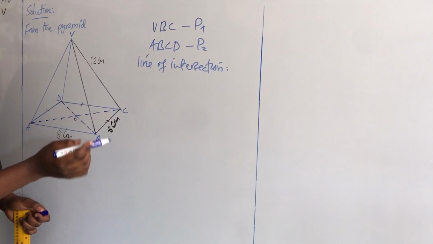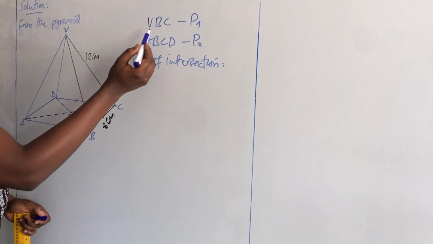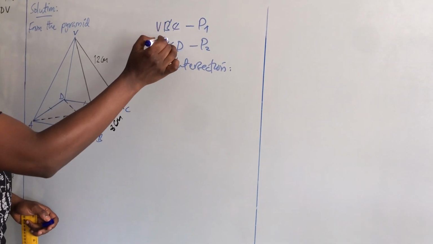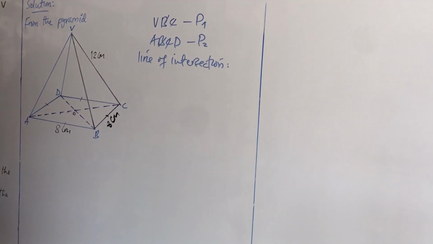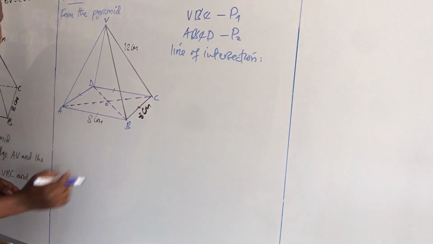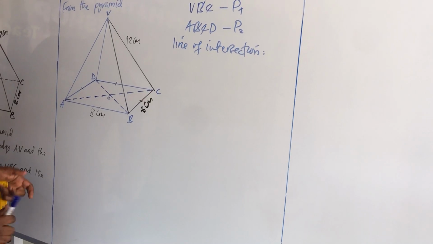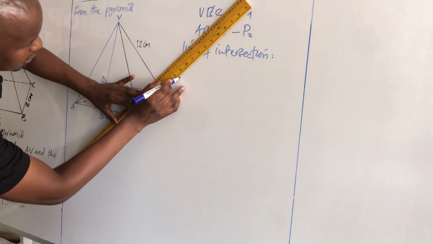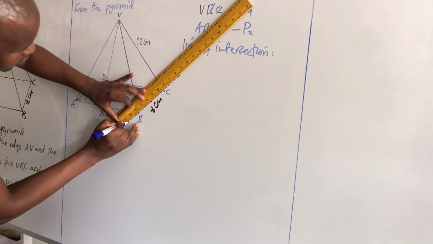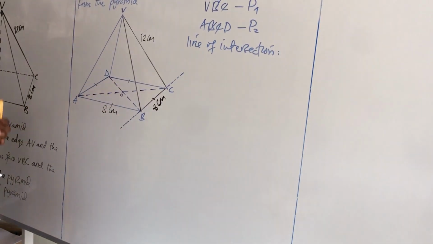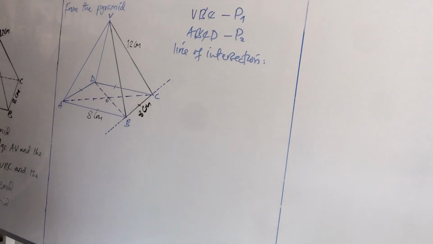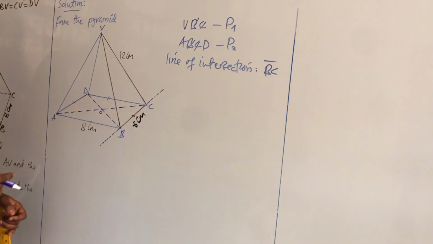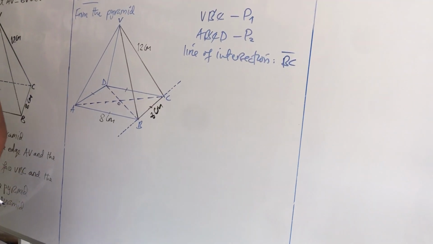How? We try to find the common point between the two planes. As you can see here, point B is found between the two planes and the point C. So the line BC, you can observe now from the figure, BC is the line where the two planes now meet. So we can just extend by dotted lines, so we can observe it properly, BC.